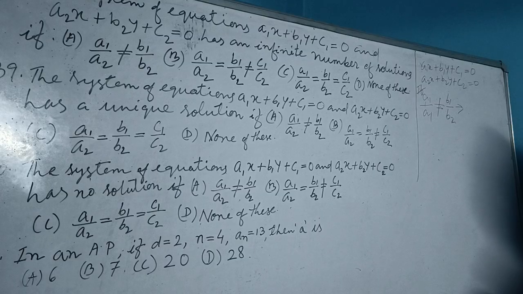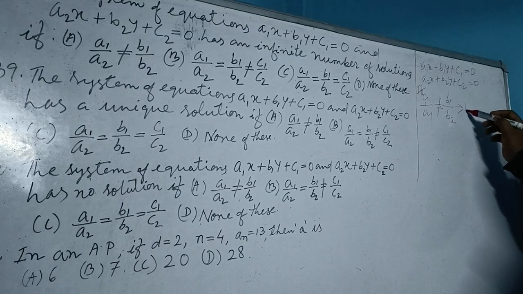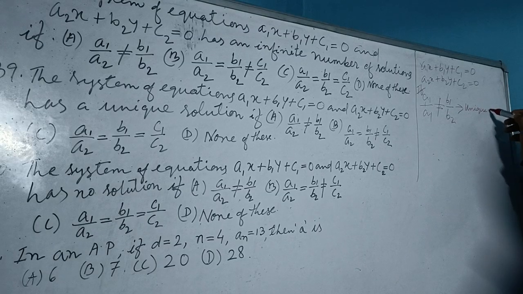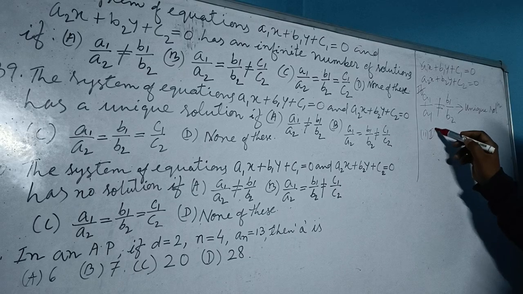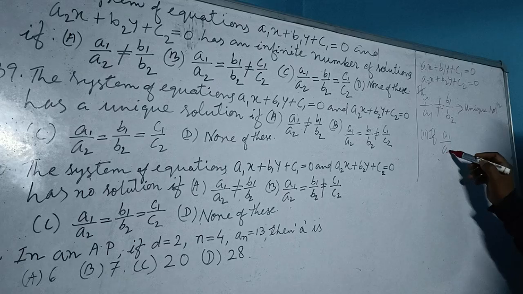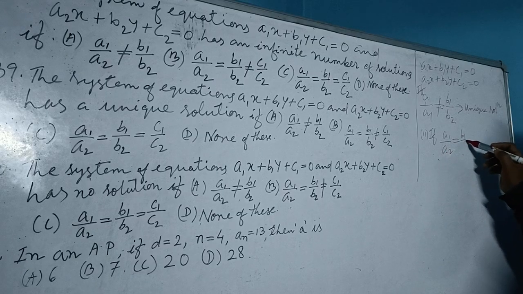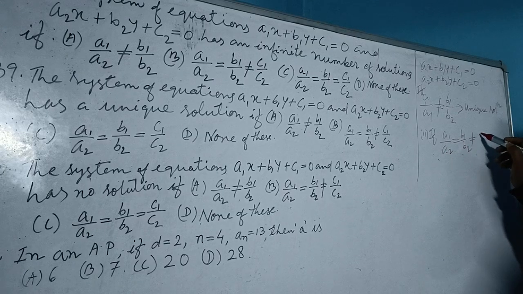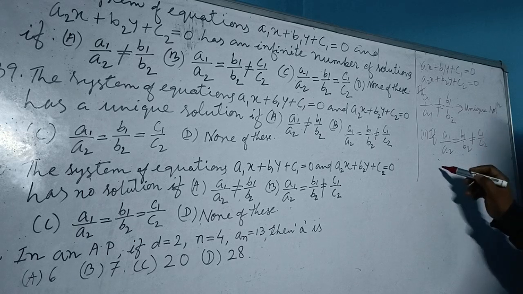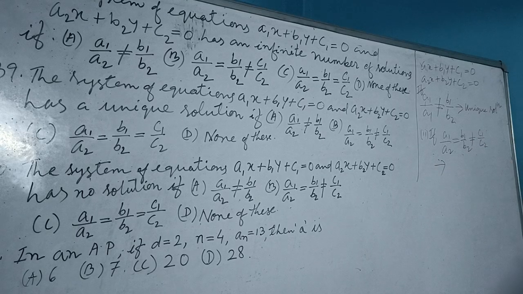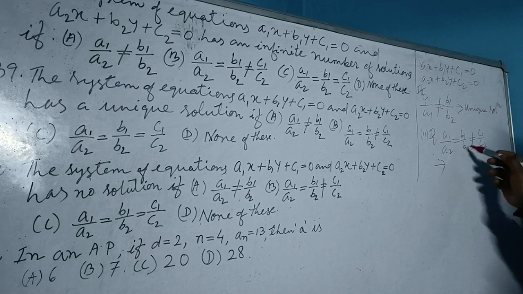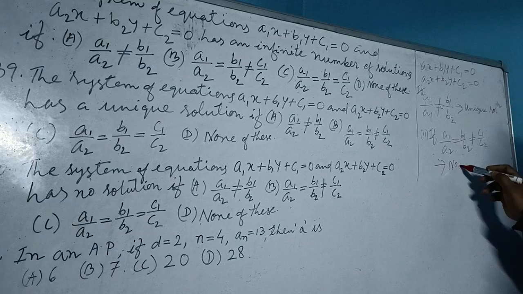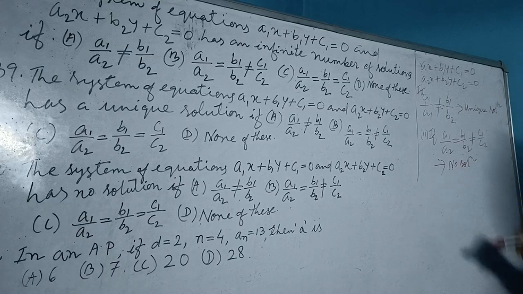That means you will get one solution, a unique solution. Just remember this point. Another condition, number 2: if a1 by a2 is equal to b1 by b2 but not equal to c1 by c2, then the system of equations will have no solution.